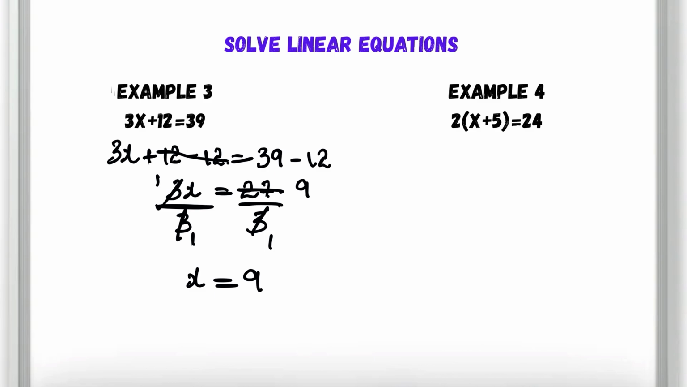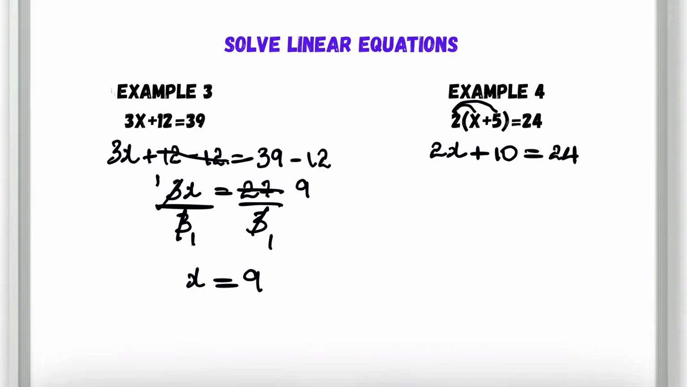Now, example 4 looks a bit different. The question involves brackets. Now, before solving, we must expand the brackets by multiplying 2 by every term inside the bracket. So we're going to use distributive law. And we're going to say 2 times x, or 2 by x, gives us 2x. And 2 by 5 gives us 10. And all of that is still equal to 24.